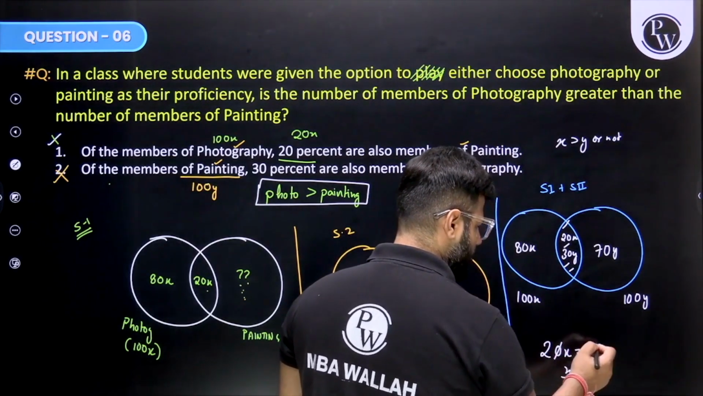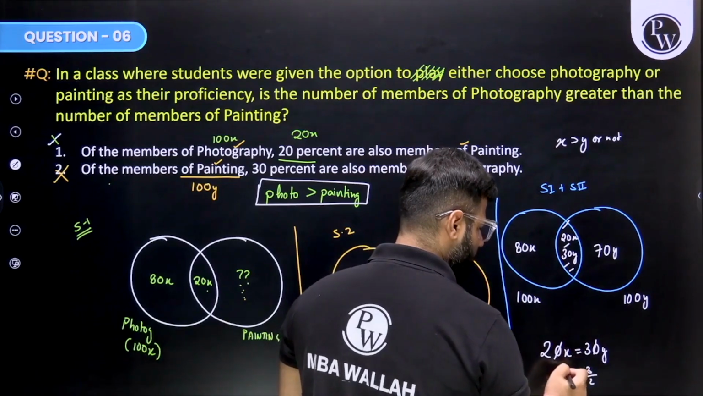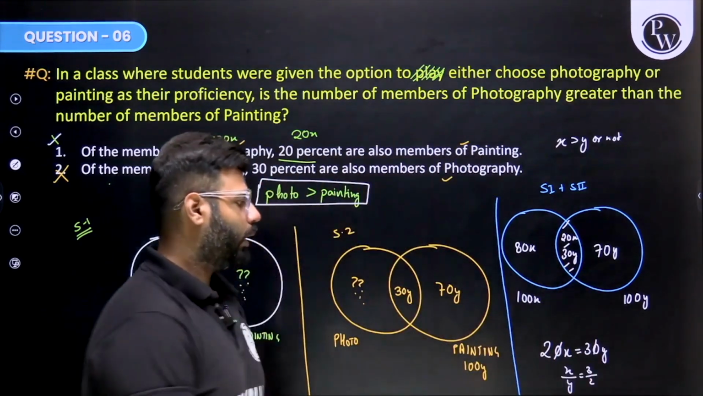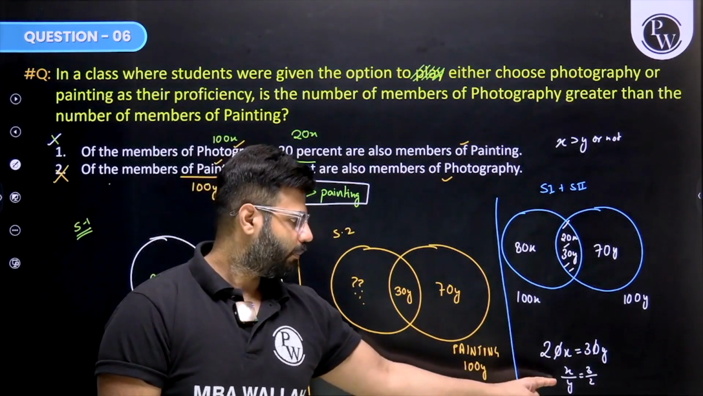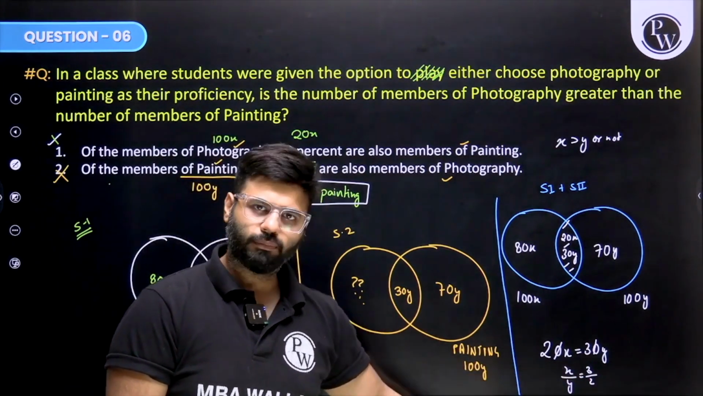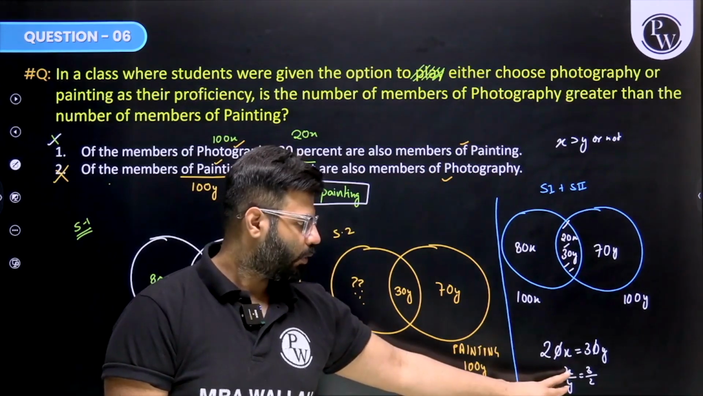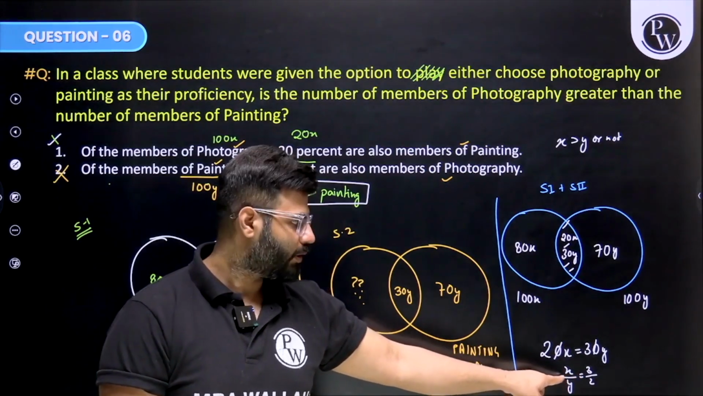Do you see it? 0 cancels with 0, y comes below, this goes there. If x upon y is 3/2, then who is bigger? Well, obvious. It simply means if y is 2 then x is 3, isn't it? X upon y is a fraction which is greater than 1. That means x is greater than y.